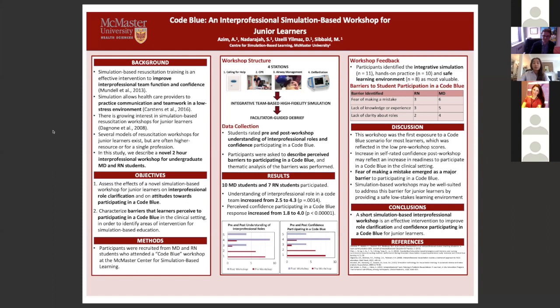For most of these learners, or really all of these learners, this workshop was a first exposure to a code blue scenario, and we see this reflected in the low pre-workshop scores, both of their understanding of interprofessional roles in a code team and of their perceived confidence. The increase in self-rated confidence post-workshop may reflect an increase in readiness to actually participate in a code blue as students transition to the clinical setting and move through their rotations.